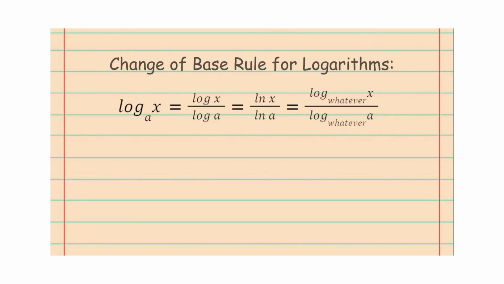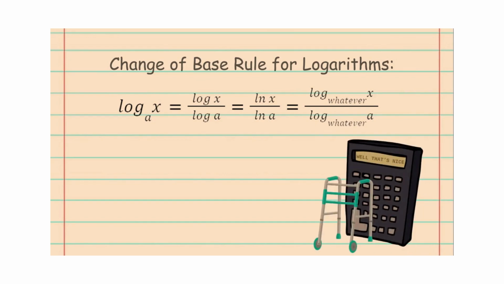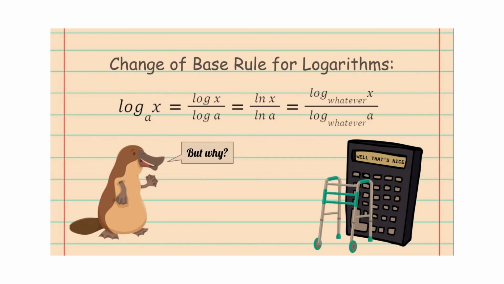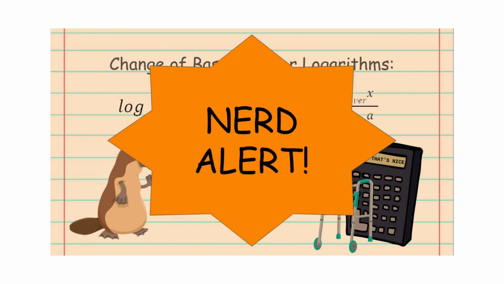Now, why is changing our base useful? Well, with very simple or old-fashioned calculators, they can only use common and natural log. So taking a logarithm with a base of not 10 or e and expressing it in terms of base 10 or base e is really helpful and sometimes necessary. Another question that arises is, well, why does this even work? Well, if you're here with Mr. Platypus, I'm going to have to issue another nerd alert, because we have another big messy proof on our hands that's going to be just as fun as the last one.